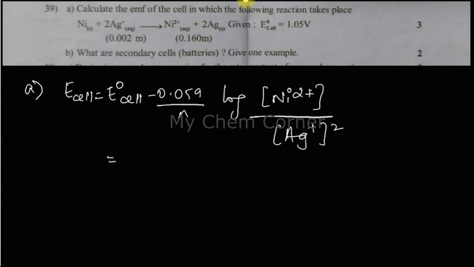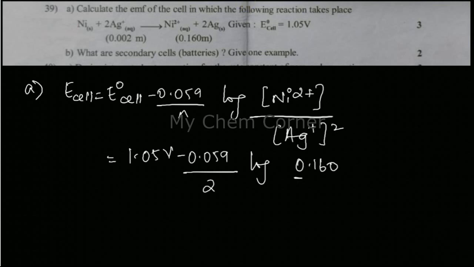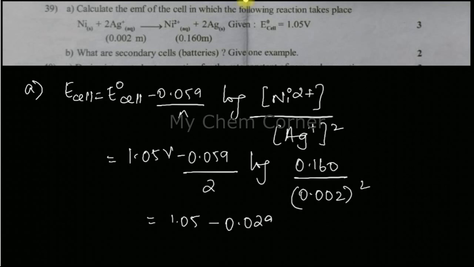Now let's substitute the values. E0 cell is how much? Here it's given as 1.05 volt minus 0.059 by N. N is the number of electrons, so that's going to be 2. Log of concentration of Ni2+ is going to be 0.160 divided by, for Ag it's going to be 0.02 the whole square. Now when we simplify this, you will get 1.05 minus 0.0295 log of, when you square this up and divide it, you will get log of 4 into 10 to the power 4.